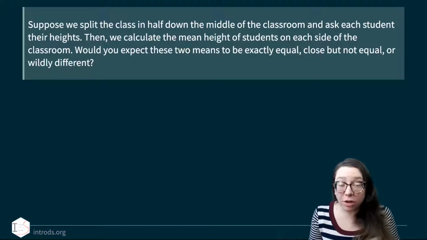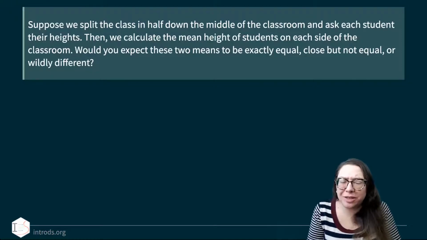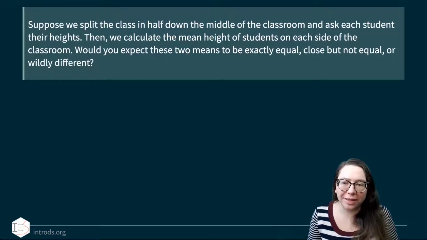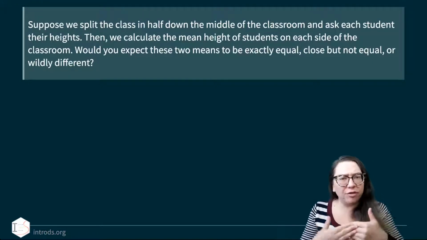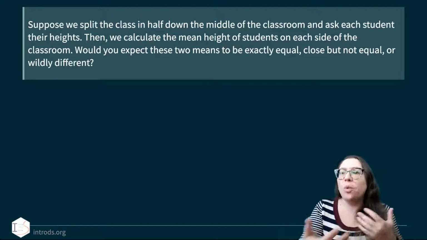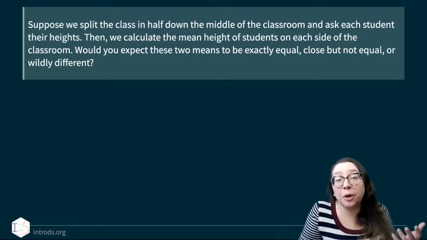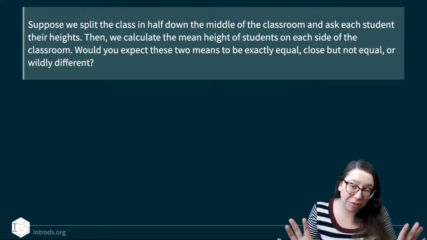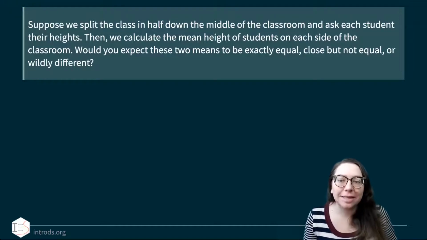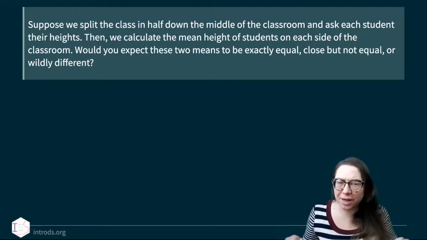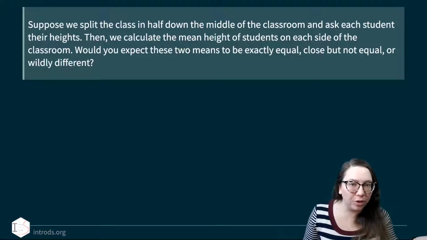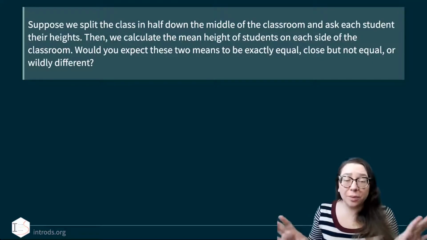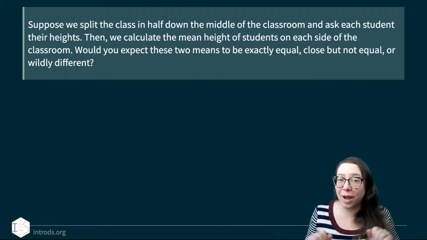Hopefully you decided on close but not equal. We wouldn't necessarily expect two sample means to be exactly equal to each other to the decimal point, but we also don't necessarily expect them to be wildly different. Perhaps if we were talking about front of the classroom versus back of the classroom, we might anticipate a little bit more difference. Perhaps people who are shorter would prefer to sit closer to the front so they can see better. I'm not really sure if that's necessarily the case, but we could expect something. But left side or right side of the classroom, there's no reason why taller people would gravitate to one side and shorter people to the other. So we wouldn't expect these sample means to be wildly different either.